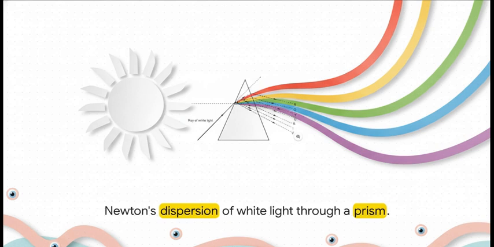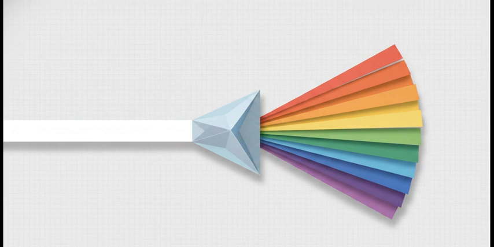Because of the angled glass surfaces, light bends when it enters from the air, and then bends again when it exits back out. We call this splitting of white light into its different component colors dispersion. It gives us that classic sequence we all remember as VIBGYOR: violet, indigo, blue, green, yellow, orange, and red.